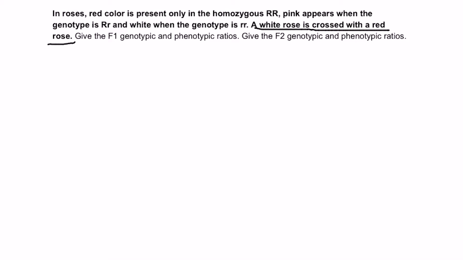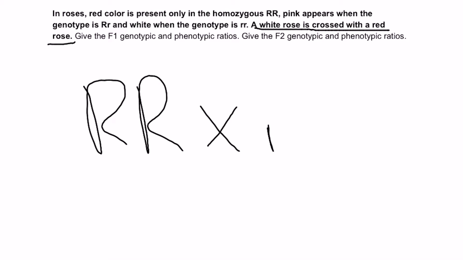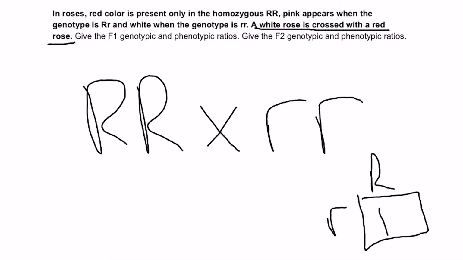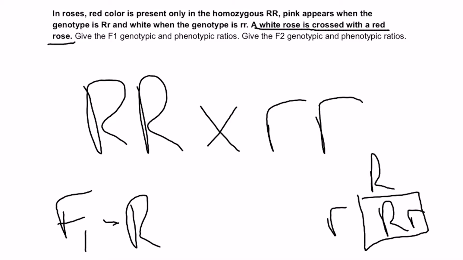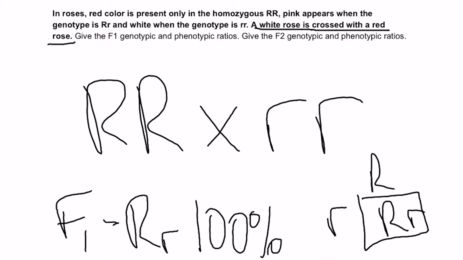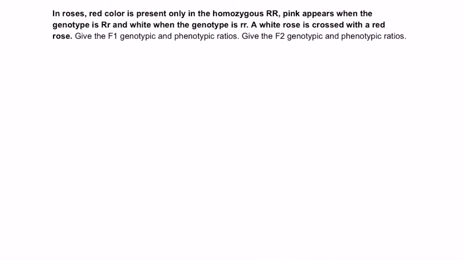So a white rose is crossed with a red rose. So that's going to be big R for the red rose, crossed with little r for the white rose. So if we're giving the F1 genotype and phenotypic ratios, we're going to have to cross those together. So you know the F1 is going to be completely heterozygous because you have two homozygotes that are being crossed. Now this is going to give you 100% big R, little r, which is going to be 100% pink.